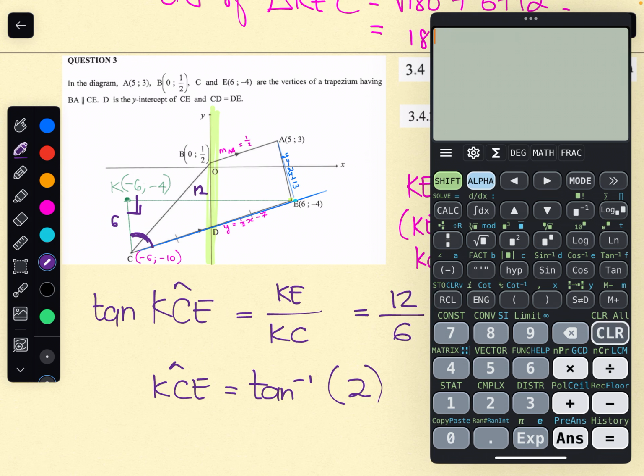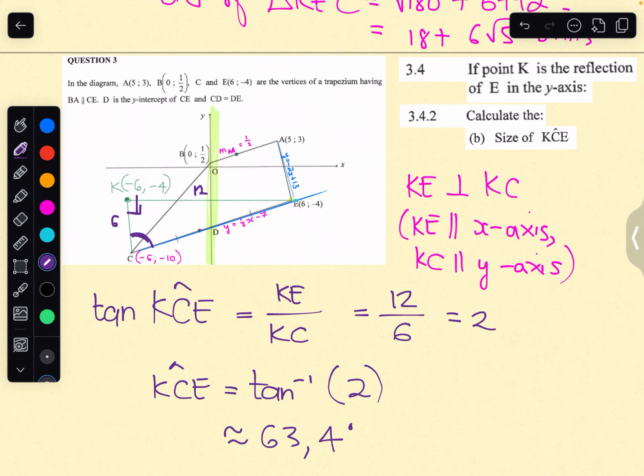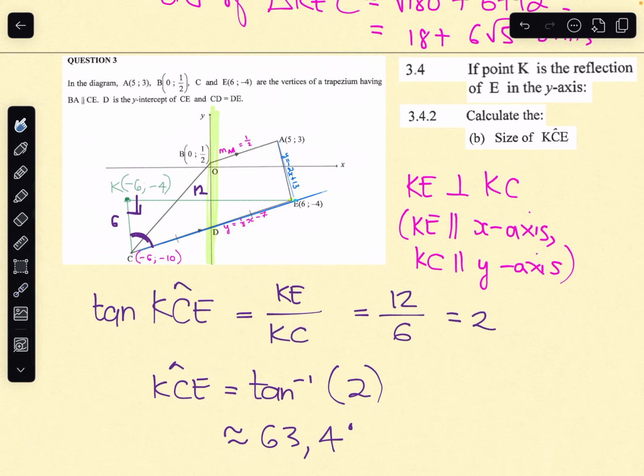Okay, so definitely need my calculator for this one. That is about 63,4 degrees. So yeah, if you hadn't spotted that this is a 90-degree angle, not all is lost. You could have then just used your cosine rule and you should get the same answer. And that's the end of the question.